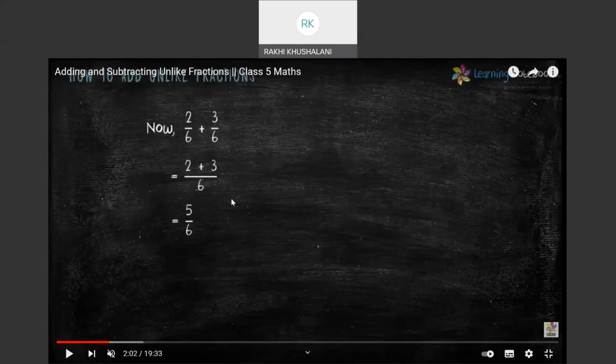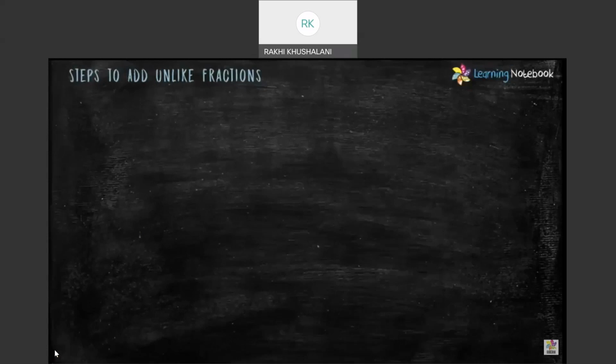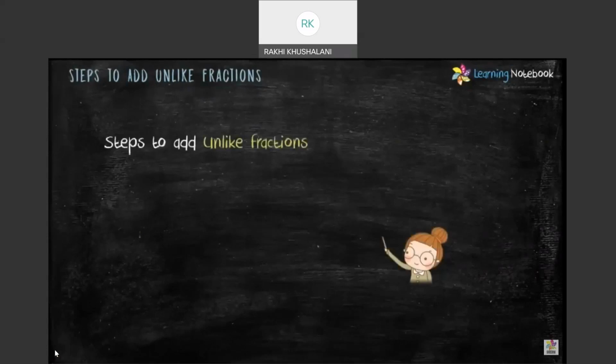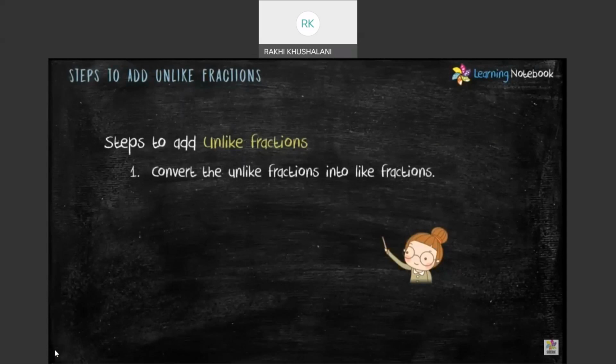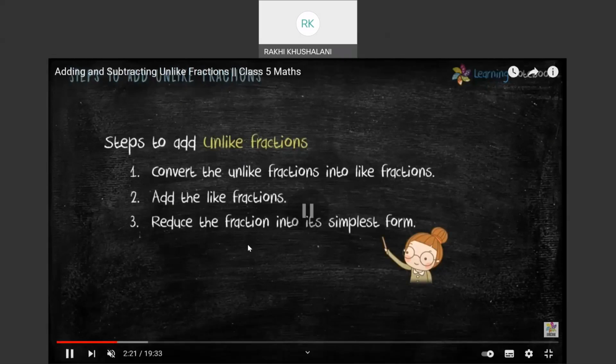Let's look at one more example. So here are the steps to add the unlike fractions. The first one is to convert the unlike fractions into like fractions. Add the like fractions, reduce the fraction to its simplest form.